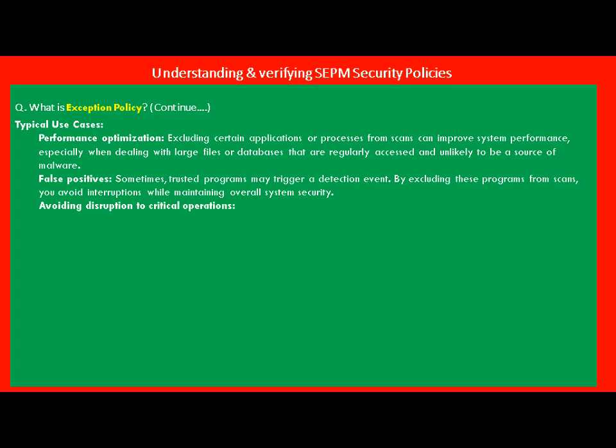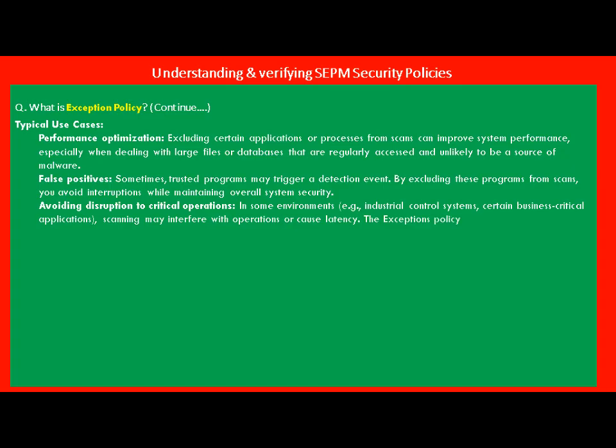So, avoiding disruption to critical operations. In some environments like industrial control systems, certain business critical applications, scanning may interfere with operations or cause latency. So the exceptions policy can allow these processes to run unimpacted by security checks.